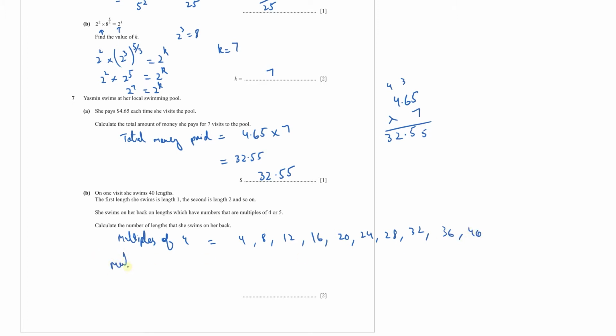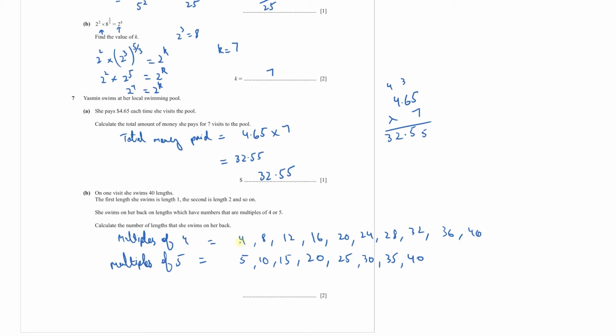And then multiples of 5 will be simply 5, 10, 15, 20, 25, 30, 35, and then 40. Now these are the length numbers on which she will swim on her back. So we can simply count these.